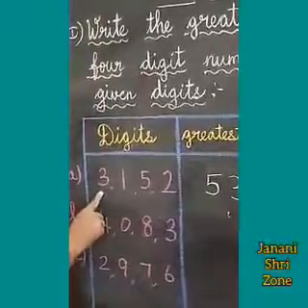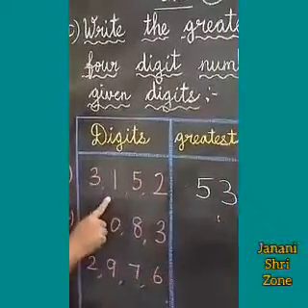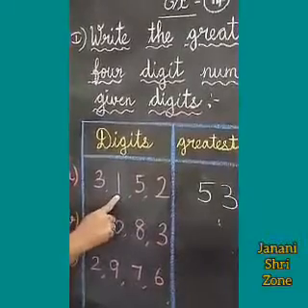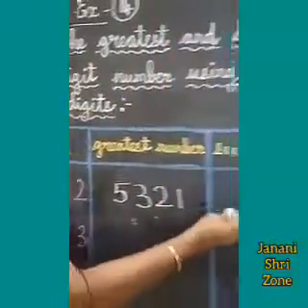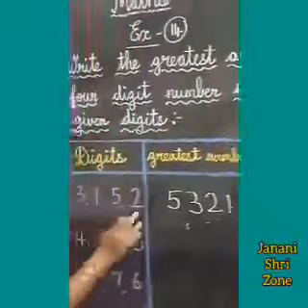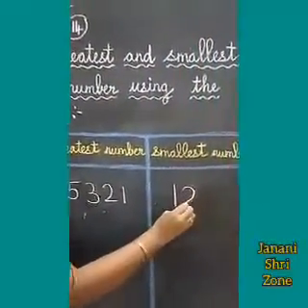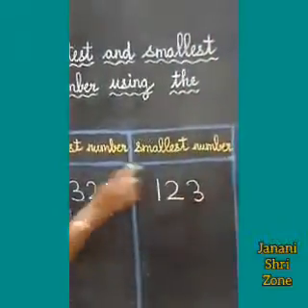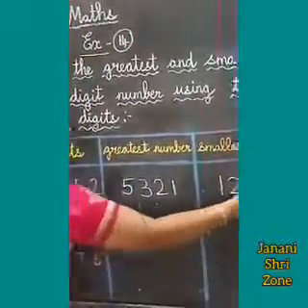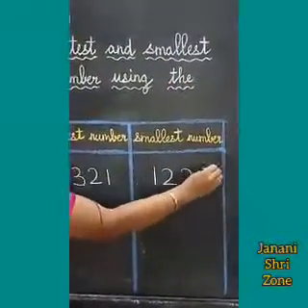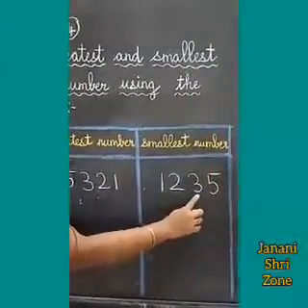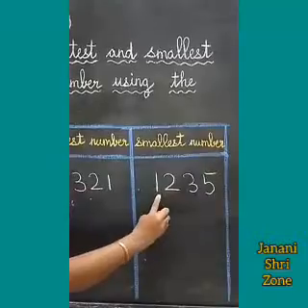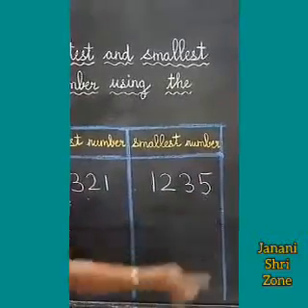Yes, four digits are given there. You are going to write it from small to big. Which is the smallest digit here? One is the smallest digit. 1, 2, 3. Then it is 5,235. For smallest number, you should write from small to big.